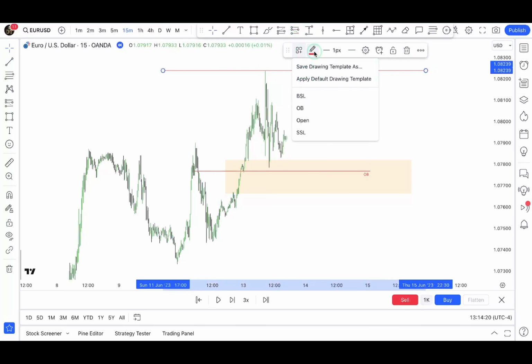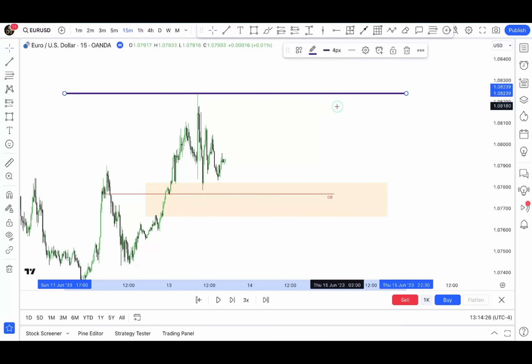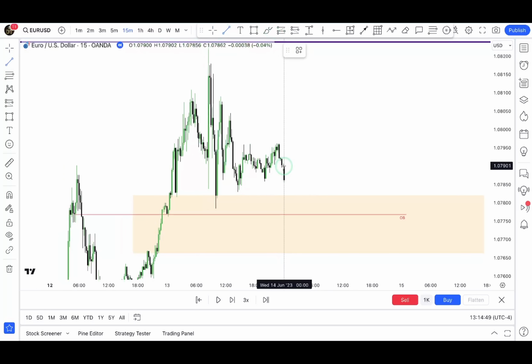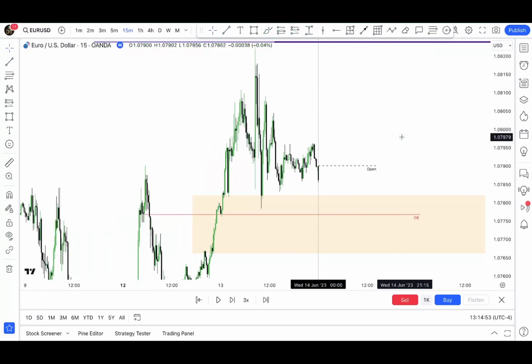I'm going to mark this purple and very thick, so we know what the target is. And now we're going to frame our trade around it. So the first thing we're going to do is mark out the open. And what do we want to see?